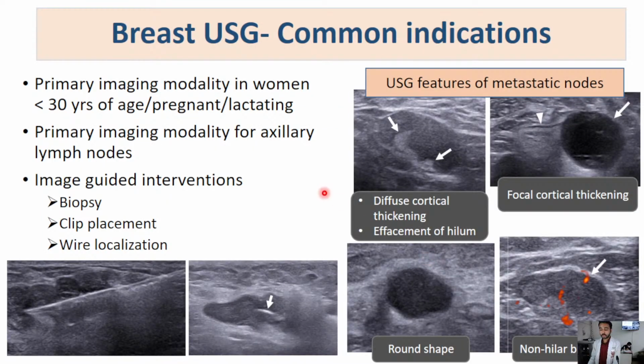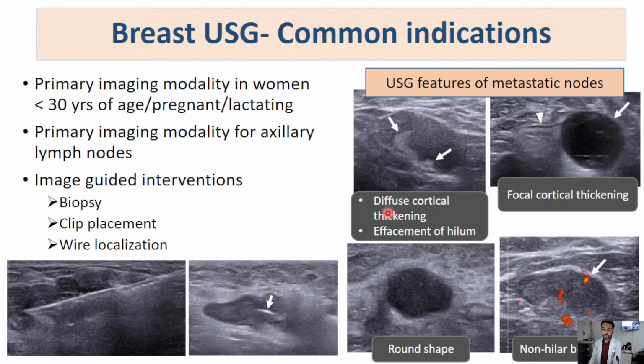The second most common modality that we use is ultrasound. It is primarily used in young patients, pregnant and lactating women, and it is the primary modality used for evaluation of nodes. The metastatic nodes show certain morphological changes such as diffuse cortical thickening, effacement of the fatty hilum, focal cortical thickening, abnormal round shape, and non-hilar vascularity.